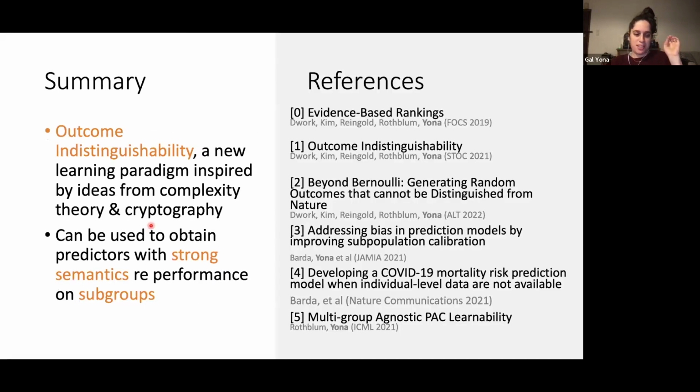Okay, so with this, I can summarize, and I think I'm exactly on the one hour mark, which is nice. I've discussed this notion of outcome indistinguishability, which is a new learning paradigm inspired by ideas from complexity and cryptography. And I've tried to demonstrate how it can be used to learn predictors that have strong semantics in terms of how well they do on subgroups in the data. So I think that's it. Well, thank you.